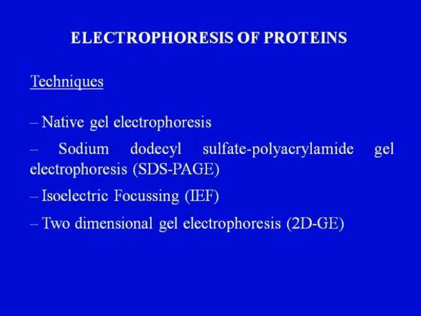And then there is two dimensional gel electrophoresis, which is quite used with mass spectrometry techniques, where you can separate a large number of protein samples in a particular proteome. Say you are isolating it from certain cells or tissues, and then they could be analyzed by mass spectrometry. So we are going to discuss all these techniques. Today we will be discussing native gels and SDS-PAGE.